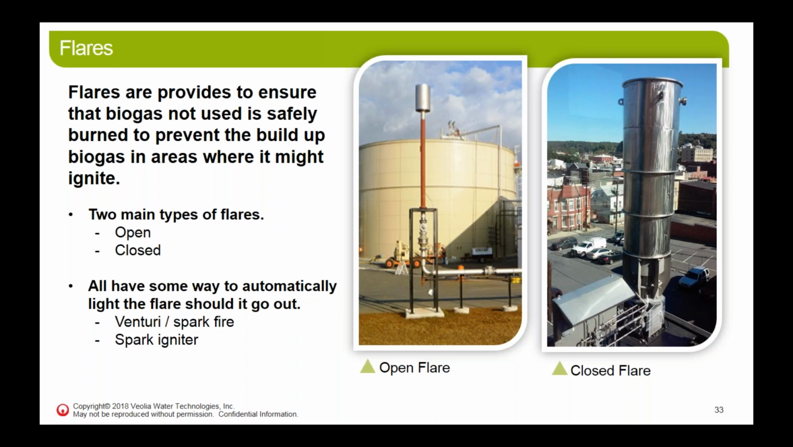Flares. There's two basic types of flares that we use, open and closed type flares. And the flare is there so that the biogas that's not being used is disposed of in a safe manner. Both types of flares, whether open or closed, have some way to keep them automatically lit. Some of them have a Venturi with a spark fire type that sends a ball of fire down the pilot line to light the pilot. And others just have a simple sparking mechanism at the pilot to keep it lit.